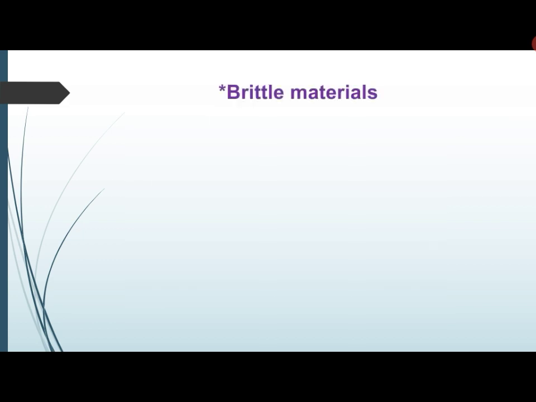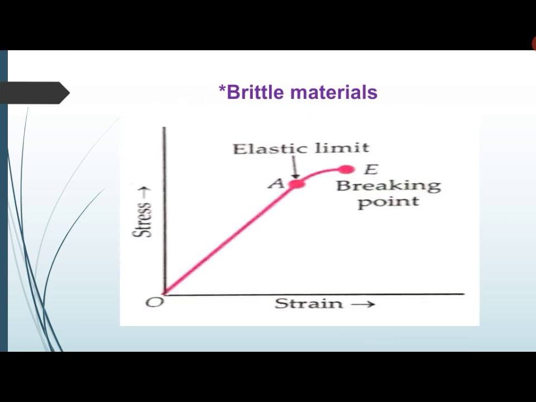Now our next type of materials are the brittle materials. You can see from this graph that these brittle materials break as soon as the stress is increased beyond the elastic limit, and the breaking point is very close to the elastic limit. So they break easily beyond the elastic limit. Examples of brittle material are cast iron, glass, ceramic, etc.